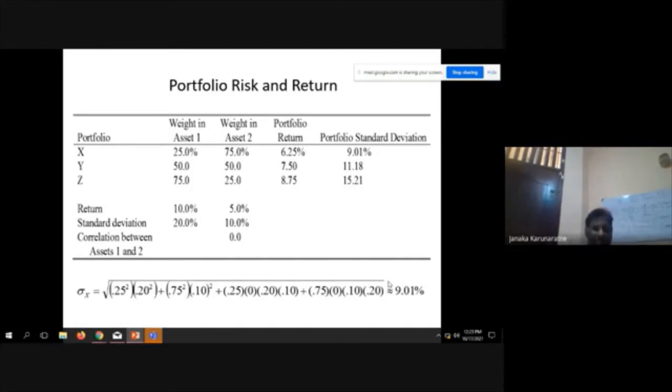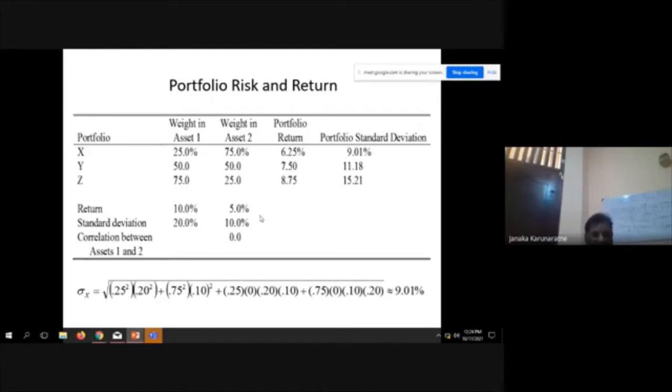Okay, let's look at an example. You have 3 portfolios. First, portfolio X. In portfolio X, you have 2 assets: 25% of asset 1 and 75% of asset 2. In portfolio Y, you have 50% of asset 1 and 50% of asset 2. In portfolio Z, you have 75% of asset 1 and 25% of asset 2. Asset 1 gives you a return of 10%. Asset 2 gives you an expected return of 5%.